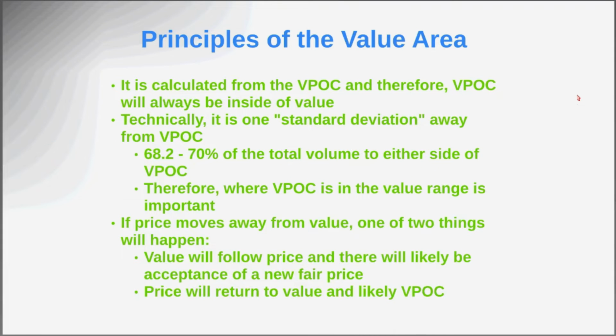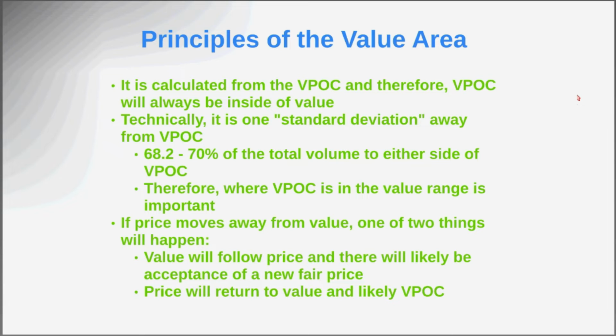And let's take a look at the principles of the value area. Again, it's calculated from VPOC, and therefore VPOC will always be inside of value. Technically, it's one standard deviation. 68.2 is the technical number. Most systems use 70% of the total volume to either side, higher or lower, of VPOC.